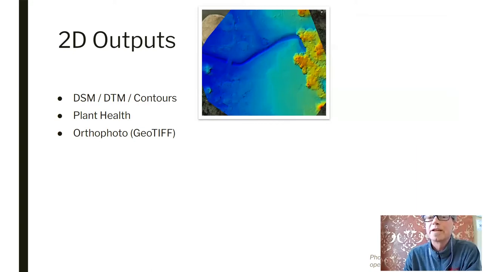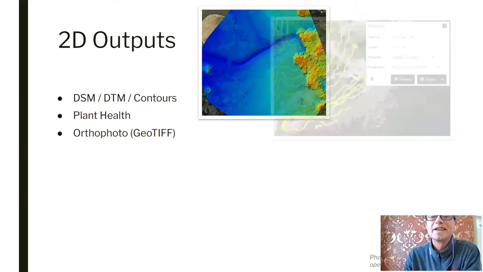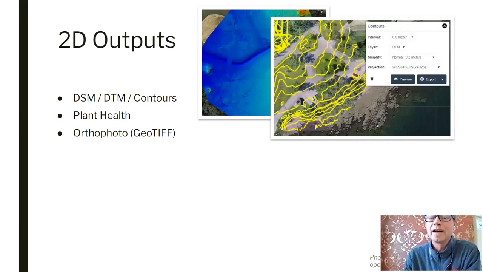I'll tell you about the picking in a second, sorry. So digital terrain model there, contours here. You can select your contour interval. Takes a little bit to calculate, but it'll run this for you if you want it. You can specify a projection. You can specify which layer you want that applied to. You can preview it here within the browser, or you can export it, download that file.